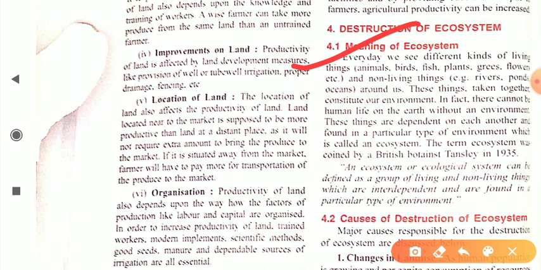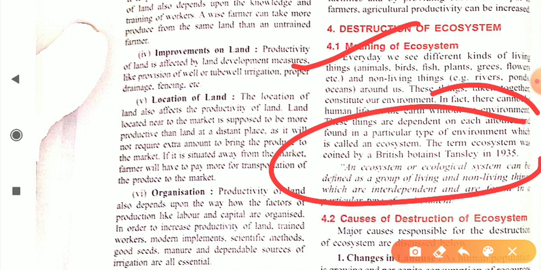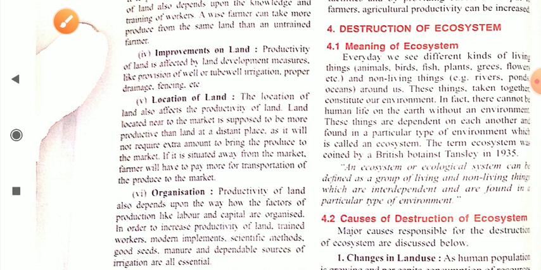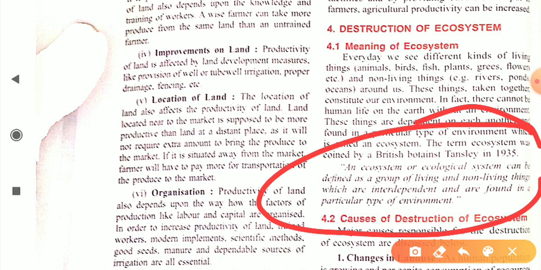The term ecosystem was coined by a British botanist named Tansley in 1935. In 1935 he proposed this particular concept of an ecosystem. According to Tansley, an ecosystem or ecological system can be defined as a group of living and non-living things which are interdependent and are found in a particular type of environment. So this is the definition given by Tansley.